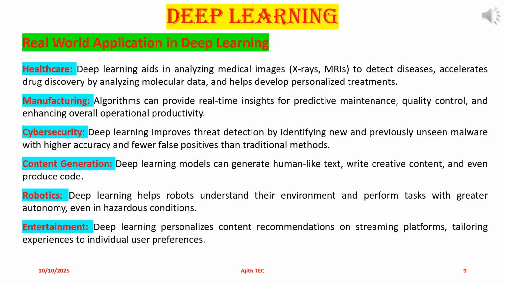Cybersecurity. Deep learning improves threat detection by identifying new and previously unseen malware with higher accuracy and fewer false positives than traditional methods. Content generation. Deep learning models can generate human-like text, write creative content, and even produce code. Robotics. Deep learning helps robots understand their environment and perform tasks with greater autonomy, even in hazardous conditions. Entertainment. Deep learning personalizes content recommendations on streaming platforms, tailoring experiences to individual user preferences.